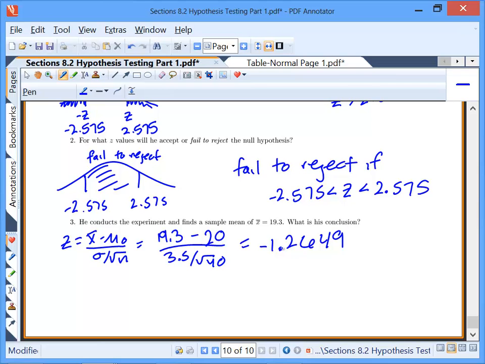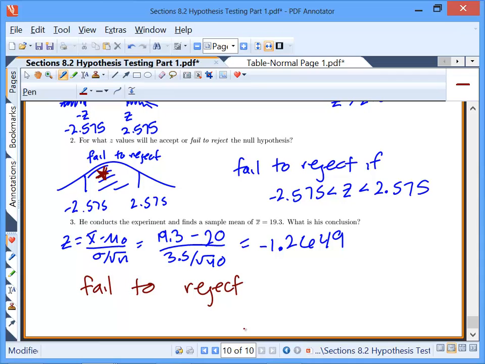Based on your rule up above, what are you going to do with that? Where does that z-value fall? In the fail to reject region, because it's going to be right here. Okay, so we will fail to reject.